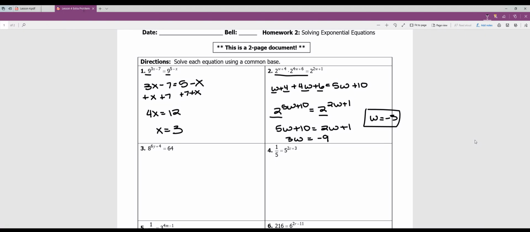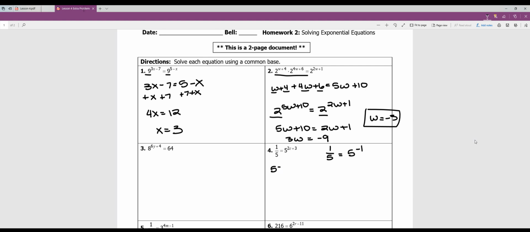Okay, what about number 4 though? Number 4 looks a little tricky, but it's not too bad. So I don't need to simplify, but I do need to get a common base. On the right side, I already have a base of 5. So I need to turn the left side into base 5. And 1 over 5 is the same thing as 5 to the minus 1 power.